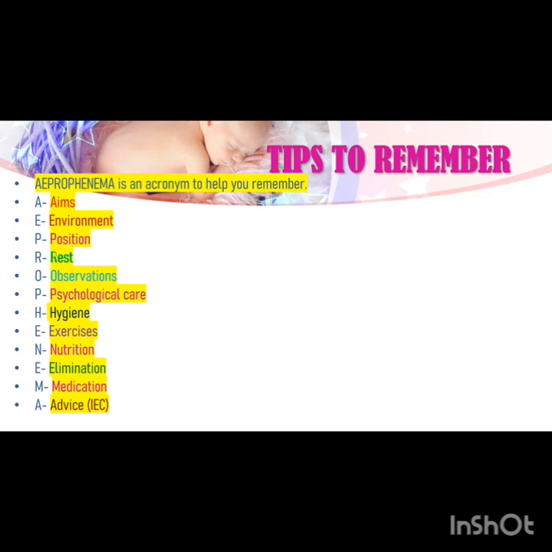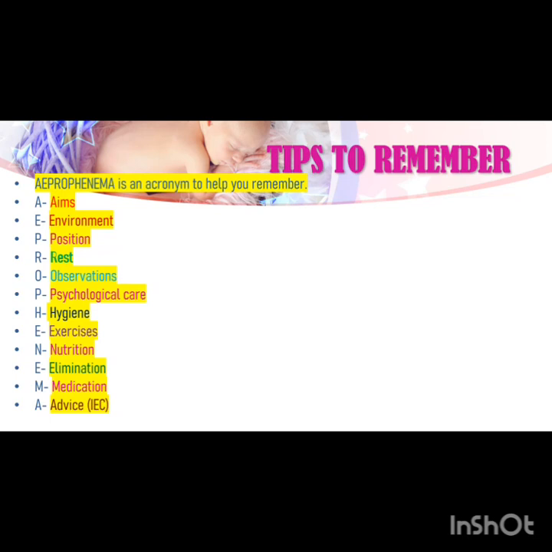Now you find that sometimes some headings like maybe exercise, rest, hygiene may not have enough marks. Maybe you don't have a lot to write on those headings. Now headings like environment, psychological care, observations, there you may even write 4 or 5 points, at least maximum 5 points.